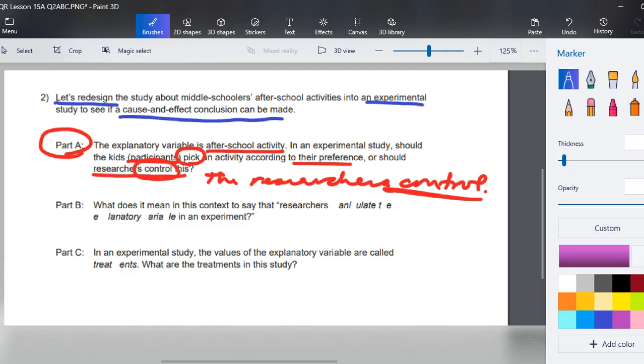Part B. What does it mean in this context to say the researchers manipulate the explanatory variable in an experiment? Well, it means that the researchers are going to determine each student's activity. Some could be playing outside doing one thing, some could be playing inside doing another. And whatever variables they want to look at, they are going to manipulate and assign.